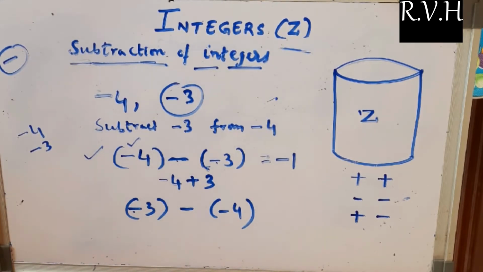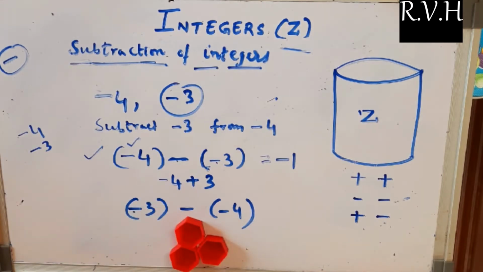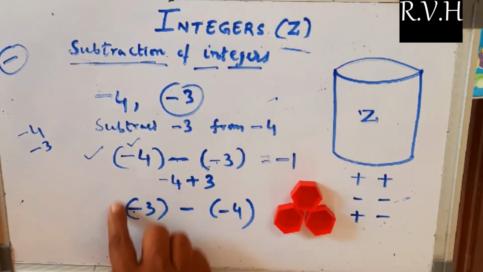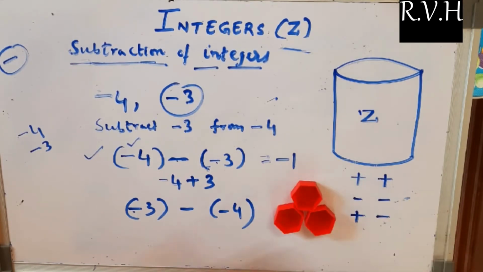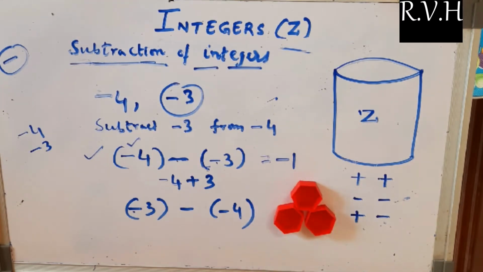Now, from minus 3, this is minus 3. I have minus 3. I have to take 4 red ones. Interesting. I have minus 3 here and I had to take minus 4 out of it. How is it possible? I have to take 4 ones of this color, this shade. That's why, as I told you earlier, I'm going to introduce 1 red one. Now I can take minus 4.